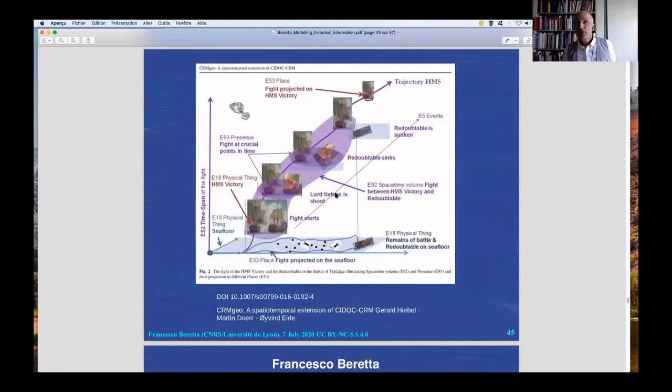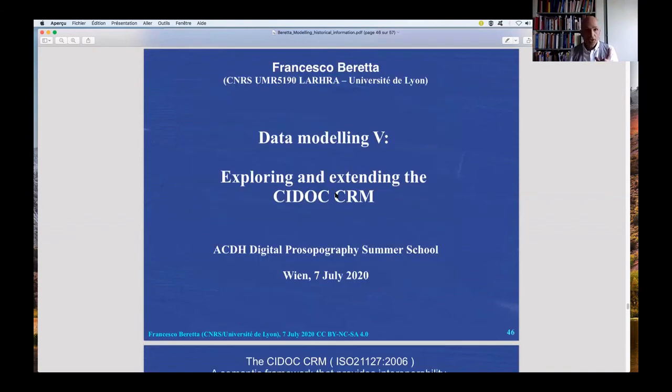You can model even spatio-temporal phenomena. And you can read a paper about this if you're interested in. This is also an extension of the CRM. So you can do plenty of things. But some things, as historian, you cannot do. And this I will show you in the next talk.